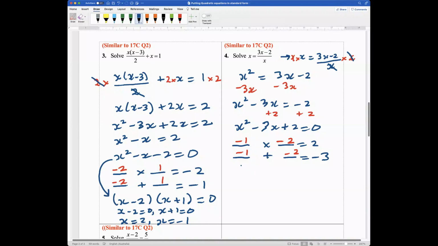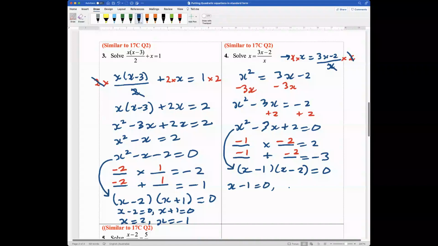Now from that point, you can then factorize. Okay, so you've got x and x in the first bracket there. So you're factorizing that equation like this now. That's minus 1 and minus 2. So then we can write down the two equations. X minus 1 is equal to 0. X minus 2 is equal to 0. So you get x equals 1 and x equals 2. Okay, so that's like 17C question 2.